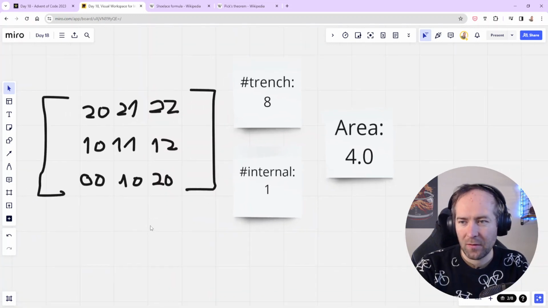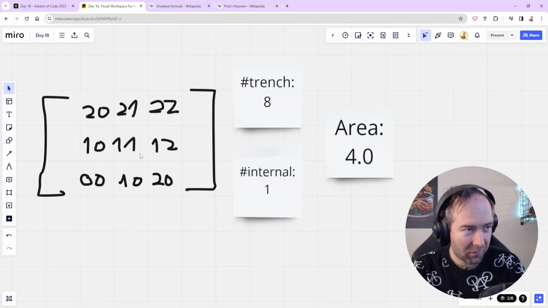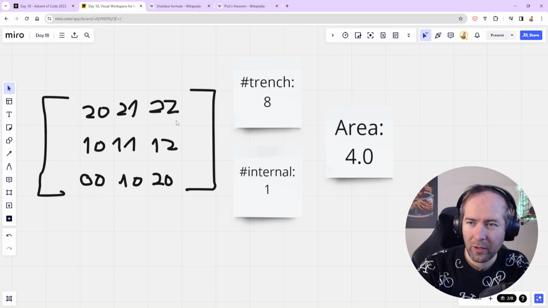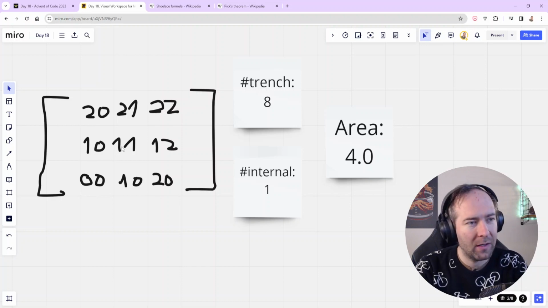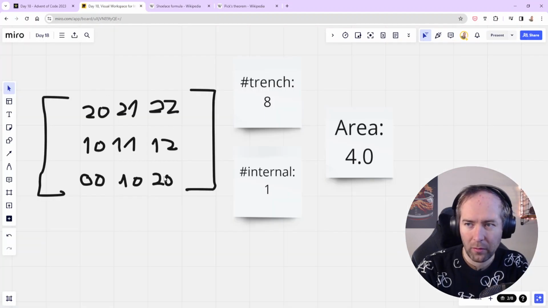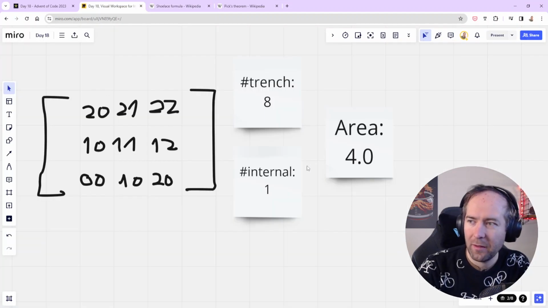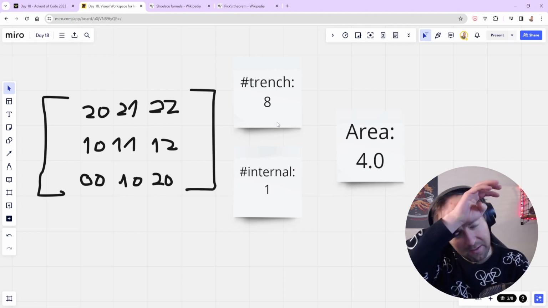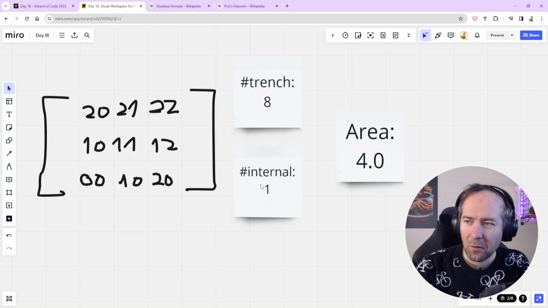And then I just started playing around with those shoelace and with the trench calculations. So it's a 3 by 3 square. That means that there's 8 cubes on the trench and there's 1 internal cube. And if you take a look at what shoelace gives for these 4 corners of your square, it tells you, hey, the area of this polygon is 4. So that's nowhere near 8 or 1 or 9. So I was pretty confused.